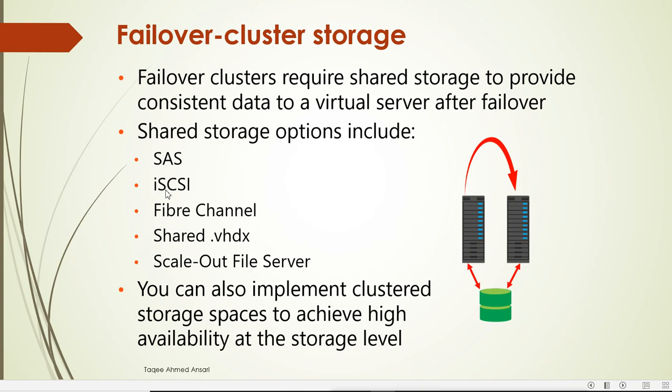We can use iSCSI, which is shared on the network, like the IP network, the existing LAN network. We can configure the shared storage using iSCSI. Then we can use Fiber Channel, that is a SAN network, storage area network. We can use it by configuring Fiber Channel.